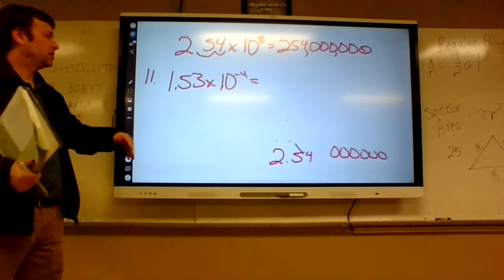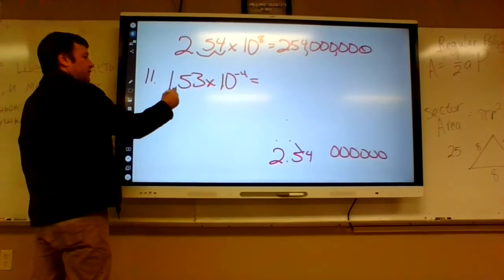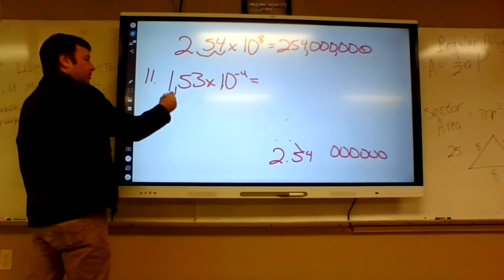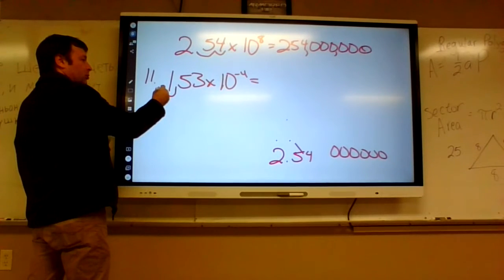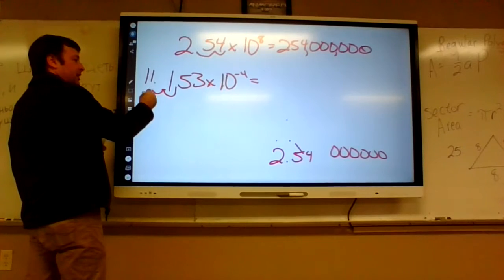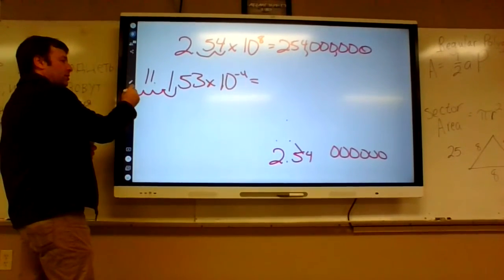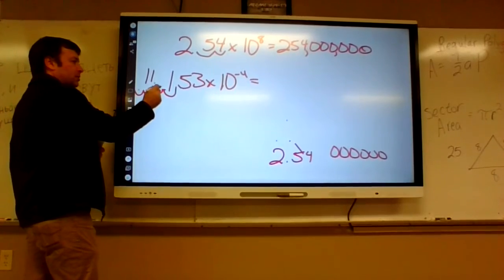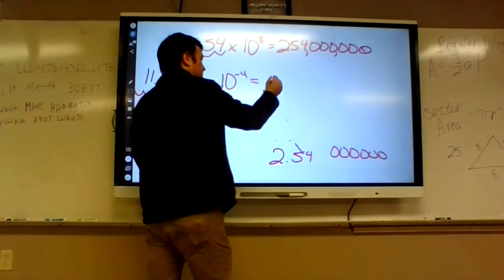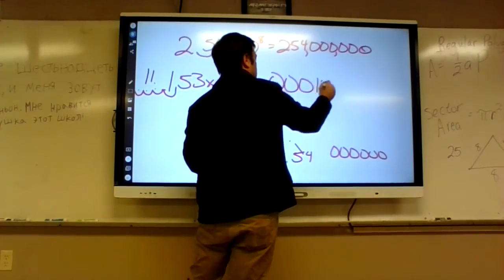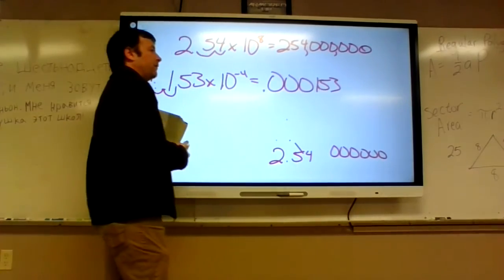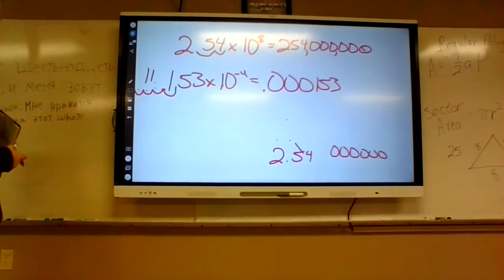Yeah. Awesome. I'm going to move 4 to the left on this one. So my first move gets me past the 1, and then that leaves me 3 more moves. Guess what happens with the last 3 moves? Zeros. So it's 0.000153. So I just moved 4 spaces to the left.